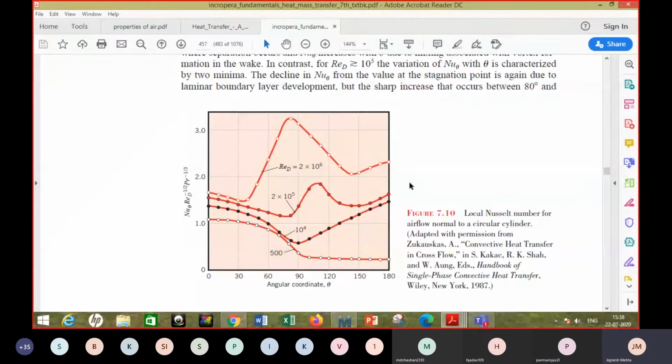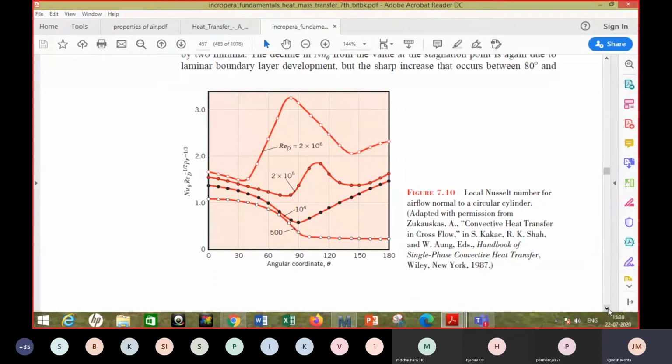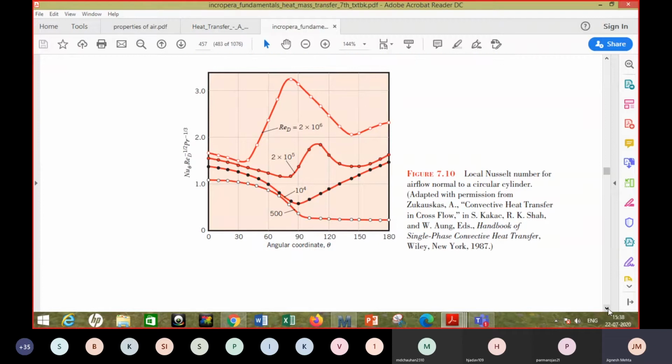So this figure shows the variation of Nusselt number with respect to the angle theta for different values of Reynolds number. But as pointed out earlier, we are more interested in the average value over the complete periphery of the cylinder. For that, normally we have to depend upon the empirical correlations, that is, the correlations presented by different researchers based on their experiments.